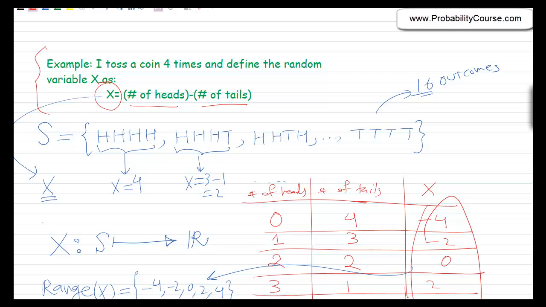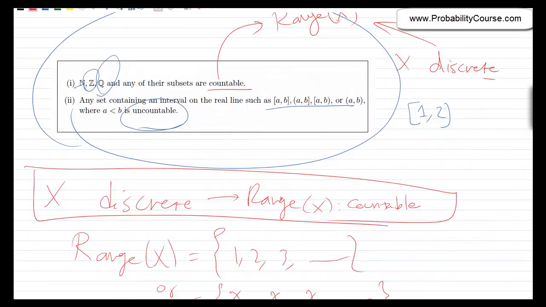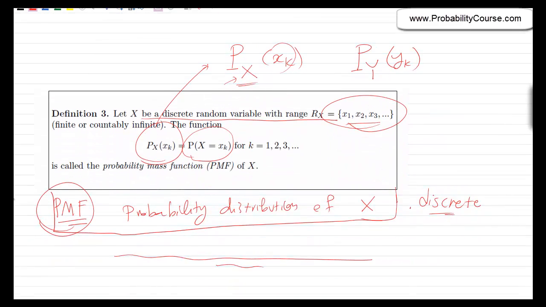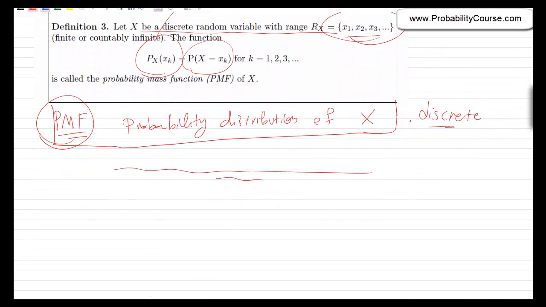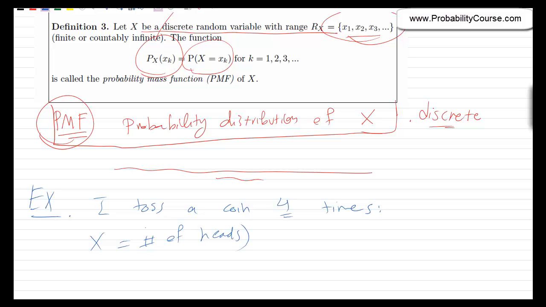I toss a coin 4 times and define x to be the number of heads minus the number of tails. So here's an example. I toss a coin 4 times and define x as the number of heads minus the number of tails.